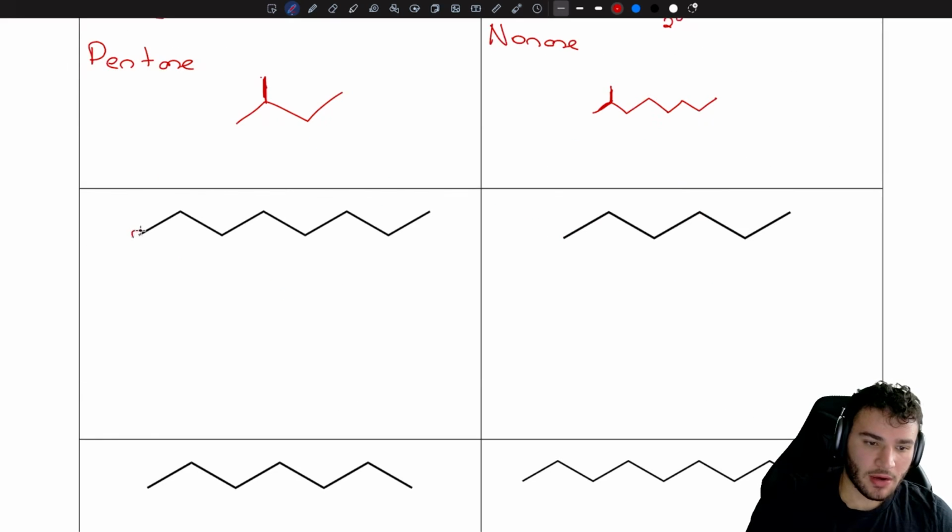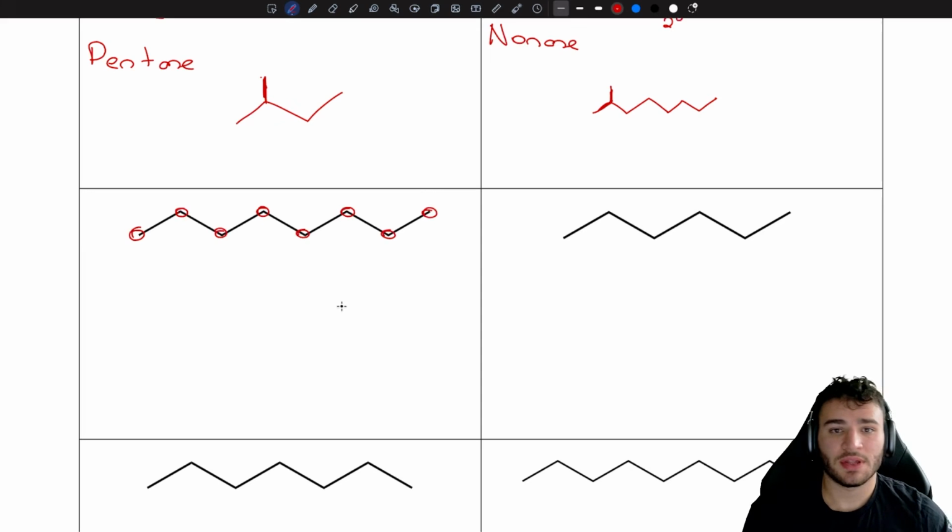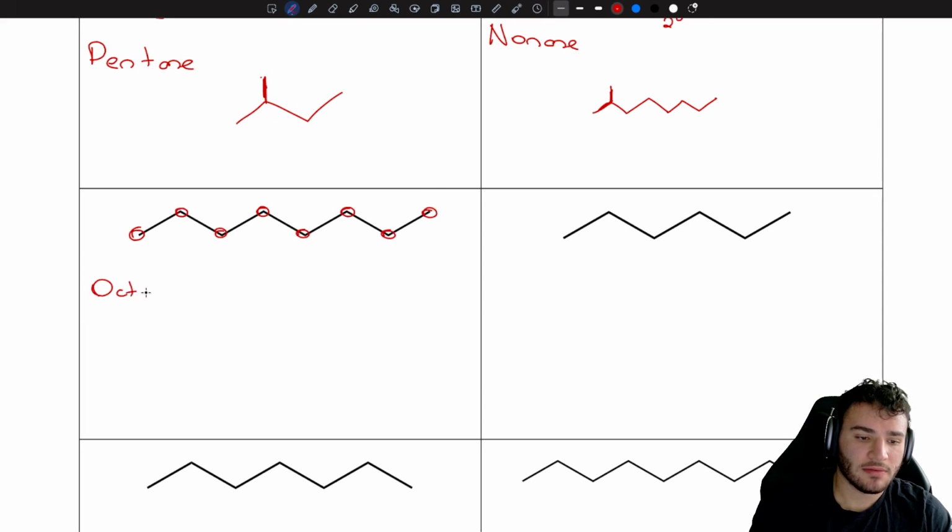The next structure, I count 1, 2, 3, 4, 5, 6, 7, 8 carbons. And so I know that the name of my 8 carbon molecule will be octane. These first ones are going to be primary. All of the ones in the middle are going to be secondary because they're connected to 2 carbons.